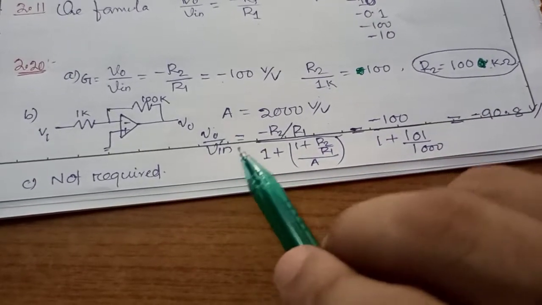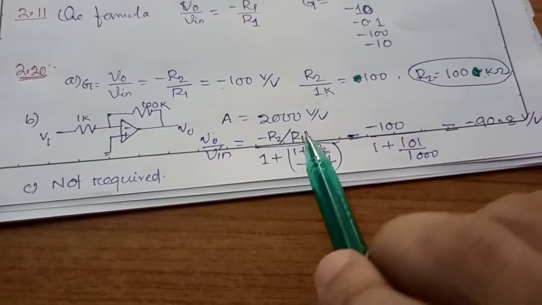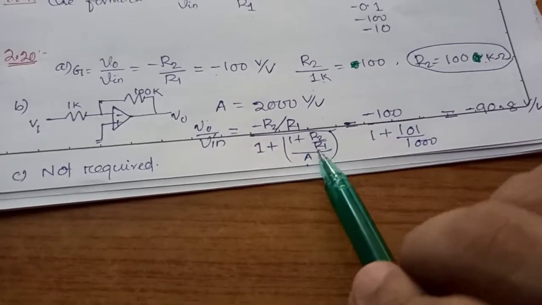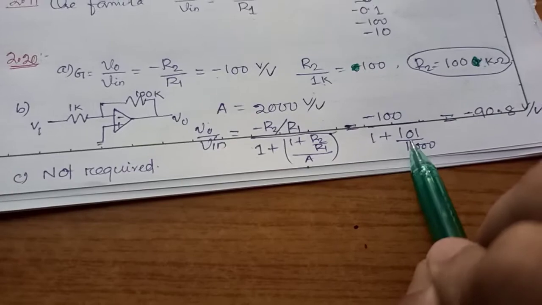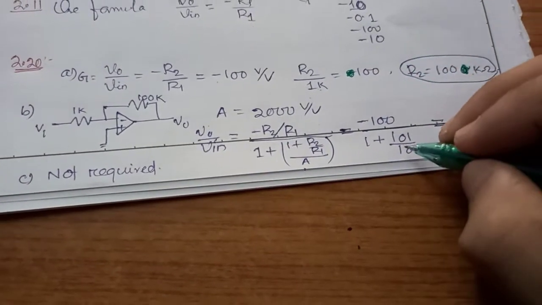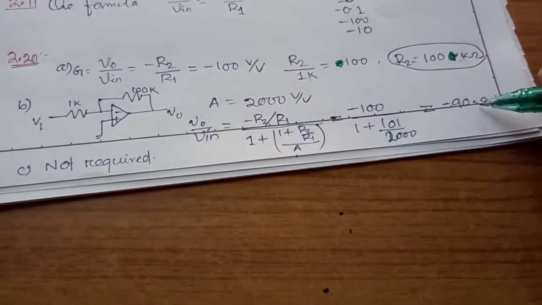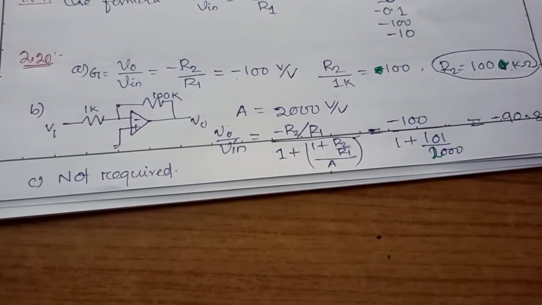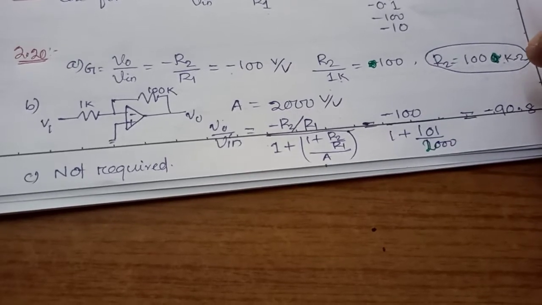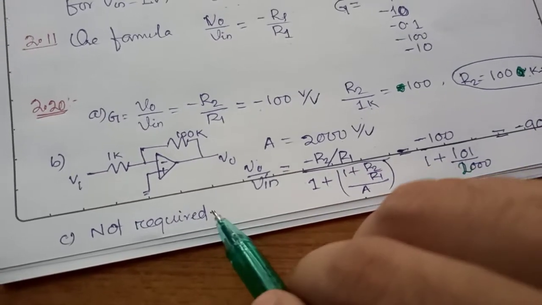We know Vout upon Vin is nothing but minus R2 by R1 divided by 1 plus (1 plus R2 by R1) divided by A. We know our R2 by R1 value, that is minus 100, so 1 plus 100 plus 1, which is nothing but 101, divided by the gain A, that is 2000. Sorry, it is given as 2000, and the gain is 2000. So if you put in all those values, you will get your output value. And the third part asks for the value of a resistor that you can place in parallel with R1. That third part is not required, that's why I have not answered it. Okay.